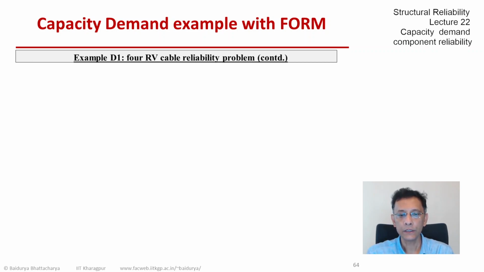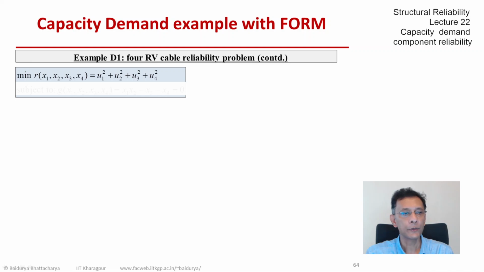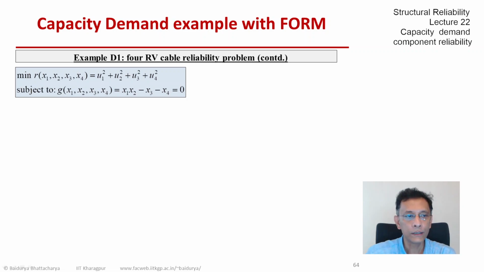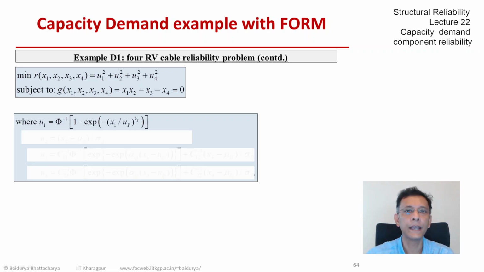We are now ready to set up the optimization problem. And as we did for example C1, we will stay confined to the x space. So our decision variables would be x1, x2, x3, and x4. But we have to minimize the distance in U space. So the way we achieve that is to define an objective function R in terms of the squares of the u's. And the constraint is of an equality type that g of x1, x2, x3, x4 is equal to 0, which is x1 x2 minus x3 minus x4 equals 0. And we need to be able to express the u's in terms of the x's. So we have been doing this in the previous two slides.